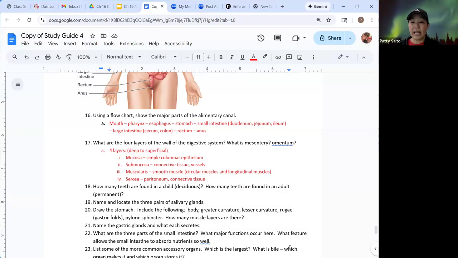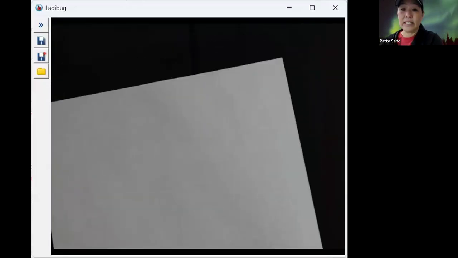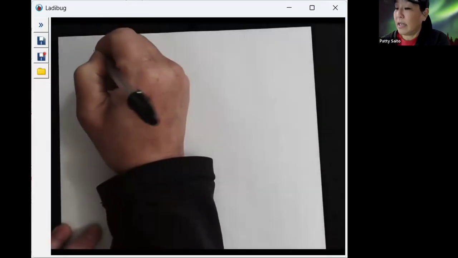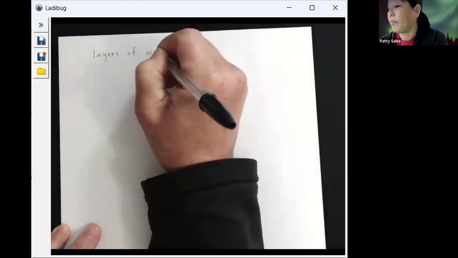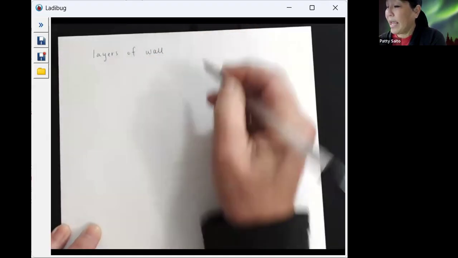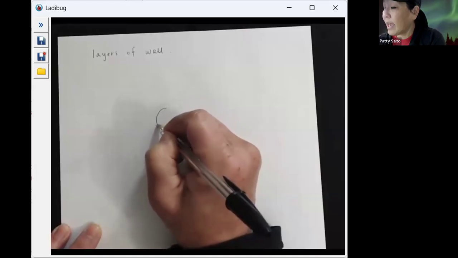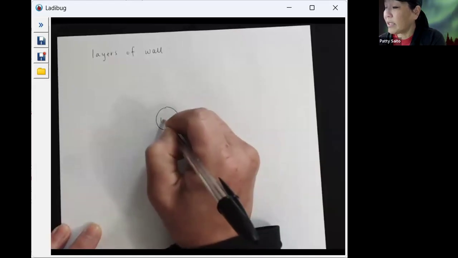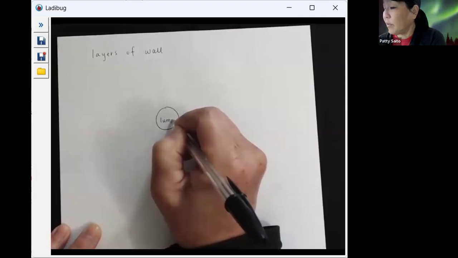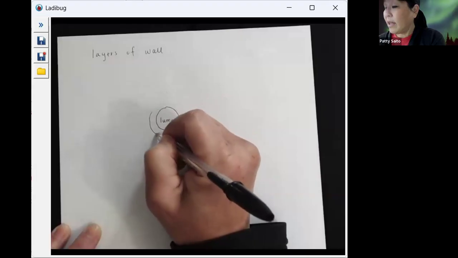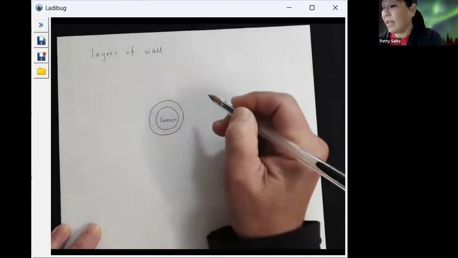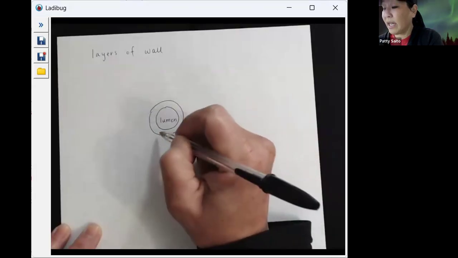Maybe we should draw it, okay? Because I felt that was a little confusing to describe. So let's take a look at the layers of the wall. Okay, so the lumen would be on the inside. Okay, so this is the space, lumen. Okay, then we have the epithelial lining. Okay, this is the mucosa.